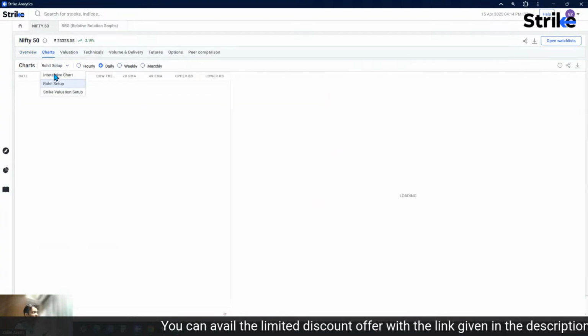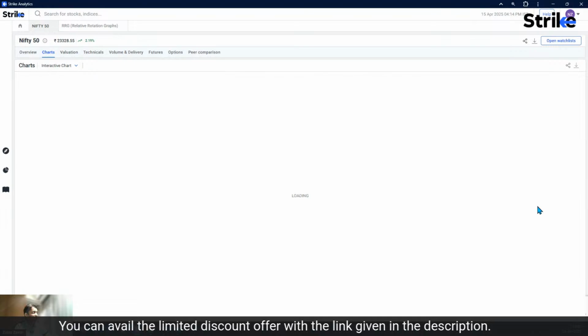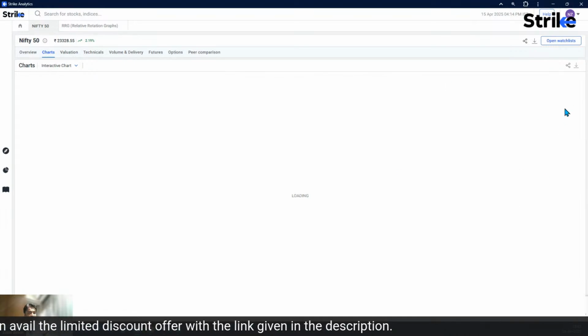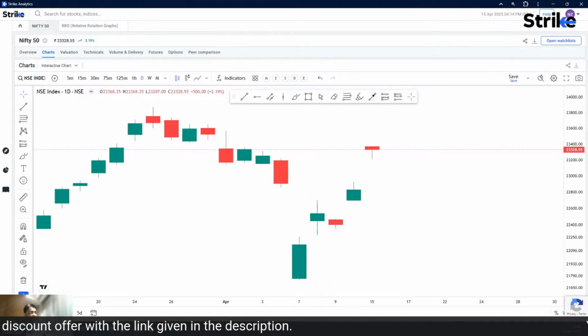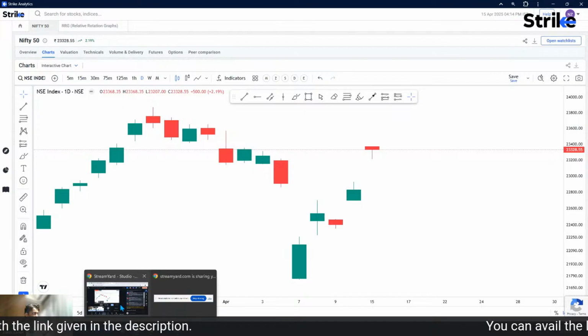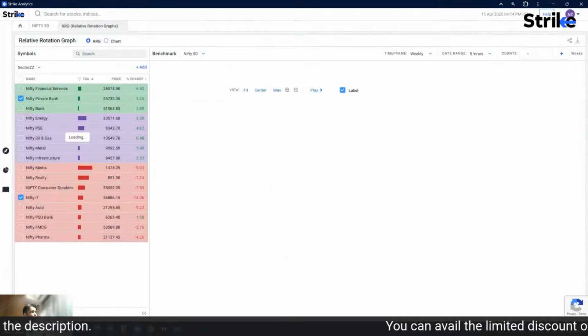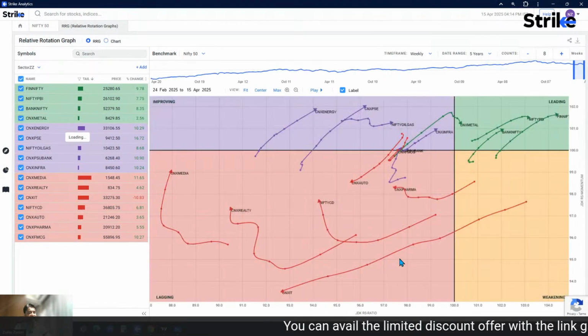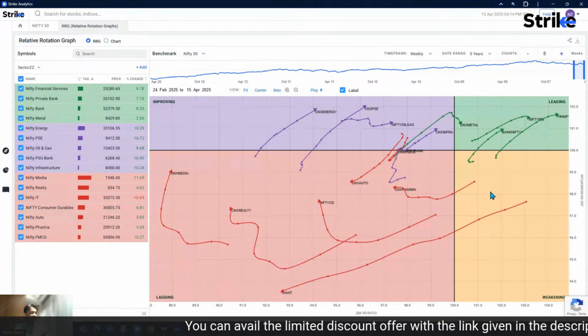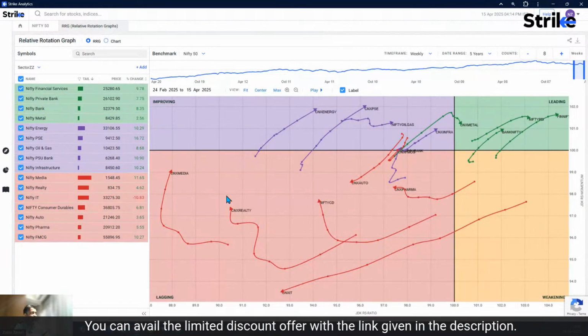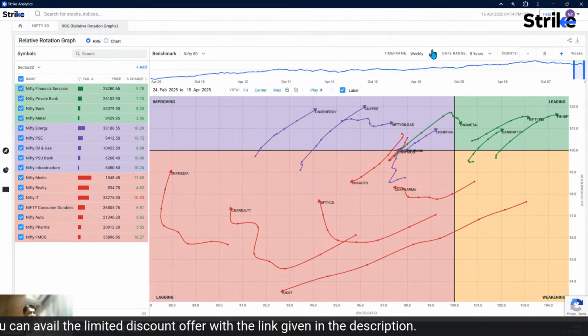Let's look at the Nifty chart as well. So assume Nifty is supposed to go up from here, then which sector would you focus on? It is clear that we will focus on the private bank rather than the IT sector. Is that clear? So that was about the weekly chart.